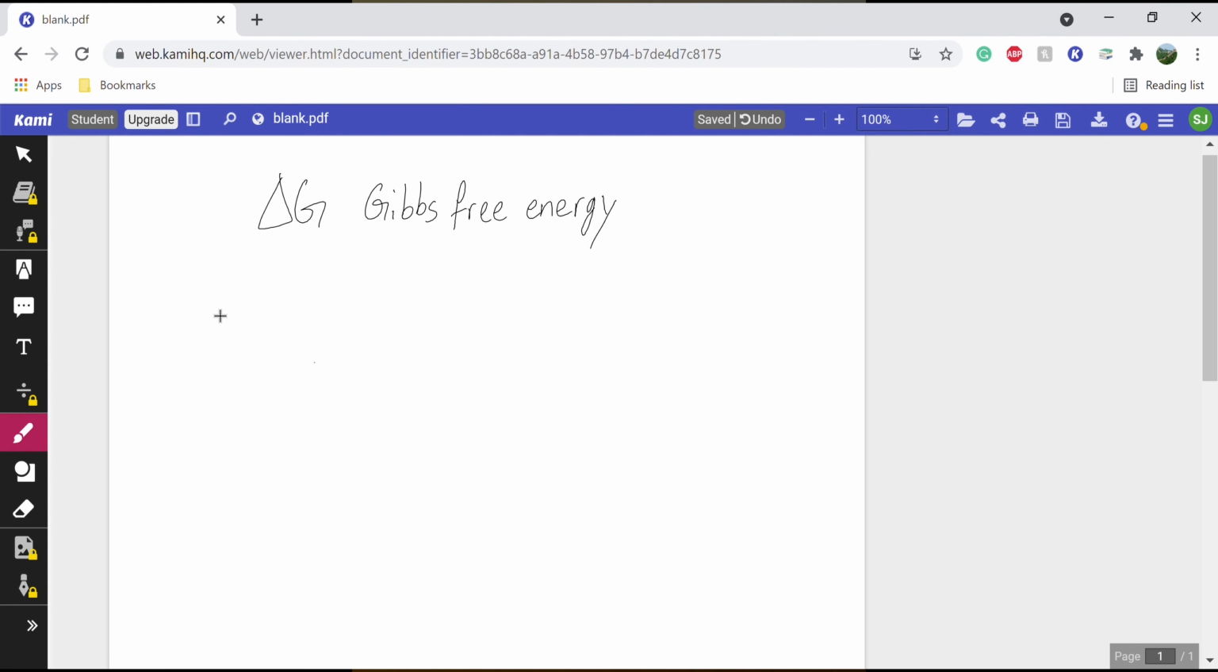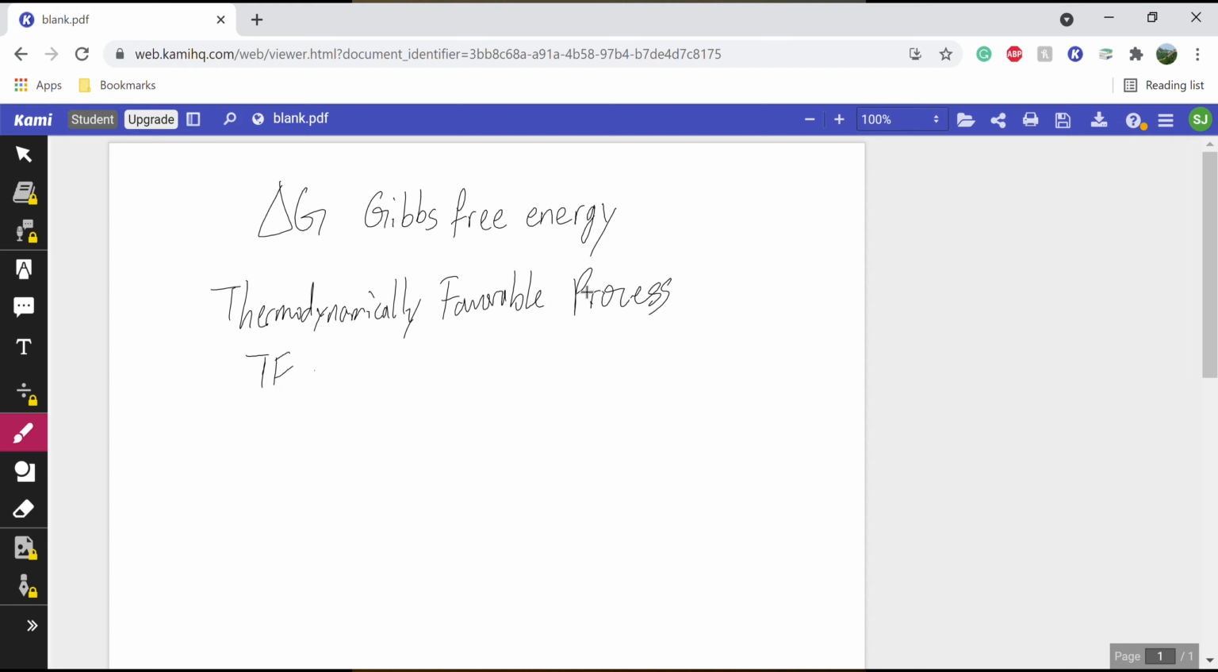Hi, in this video we're going to be talking about deltaG, which is Gibbs Free Energy. And this will be used to determine if something is thermodynamically favorable, or what we call spontaneous. A thermodynamically favorable process is what we call TFP. And this is a spontaneous reaction, which means it occurs naturally in nature.